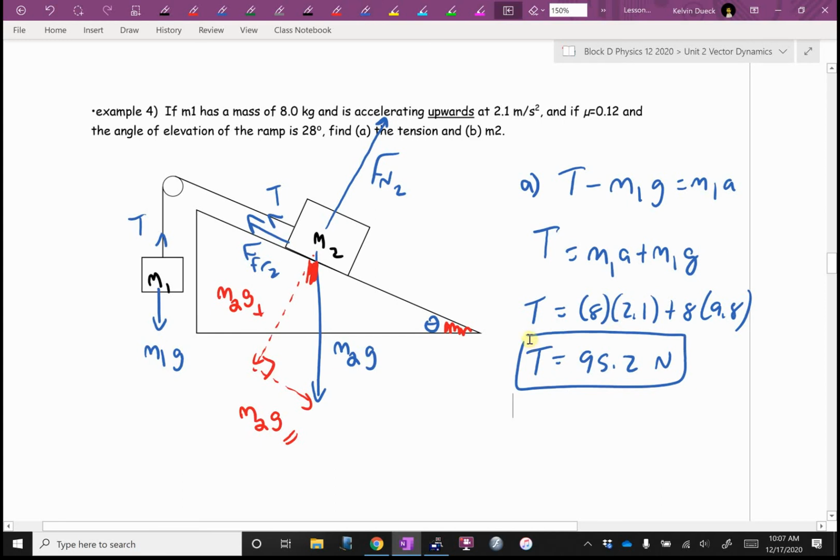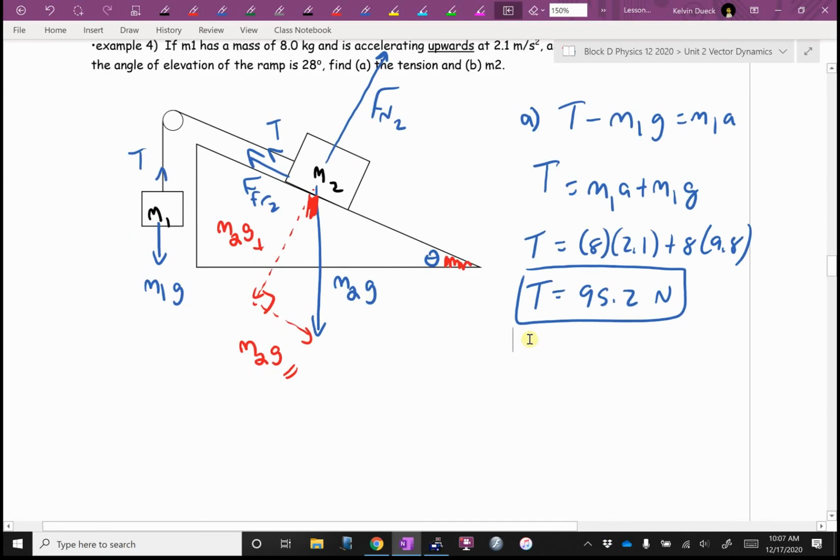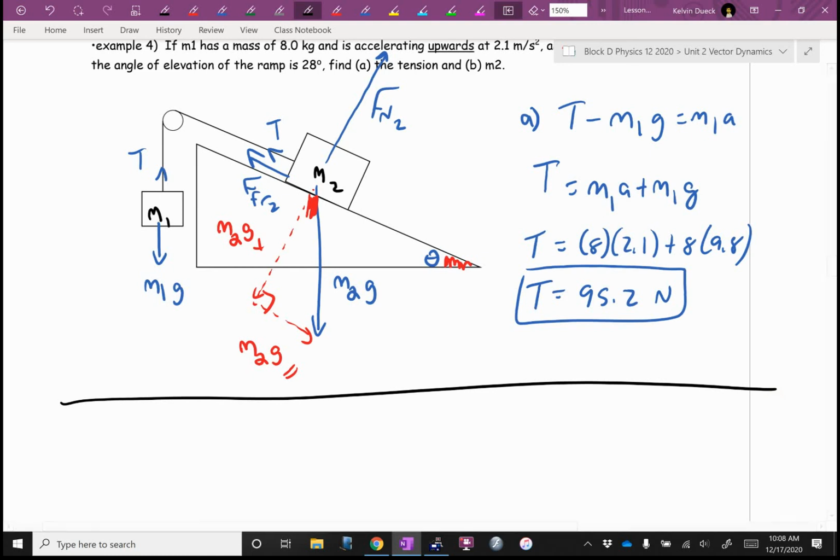Now we're going to write an equation for M2. Who's winning? M2 is not a force. That's a mass. Don't tell me a mass is winning in a force equation. Which force in my free body diagram is winning? M2G parallel.